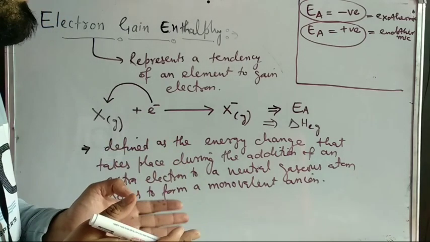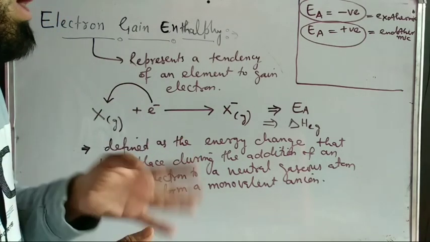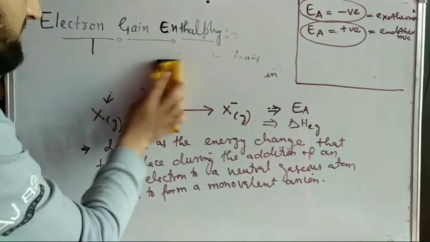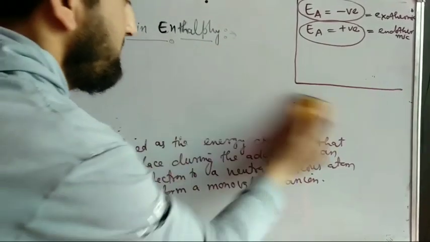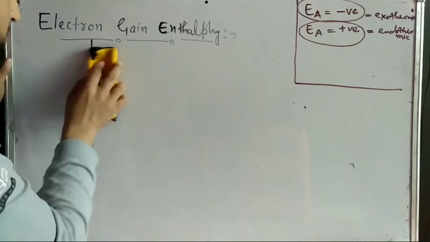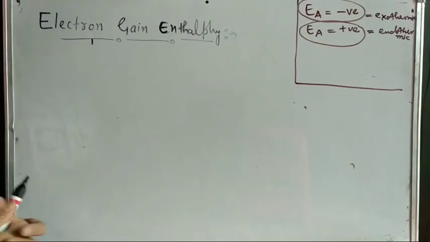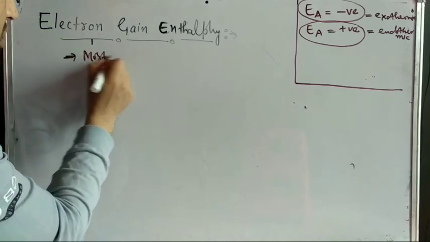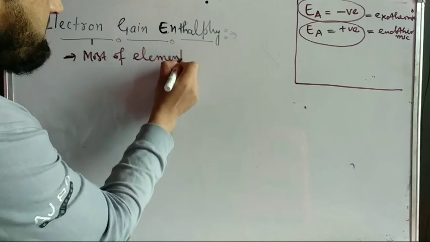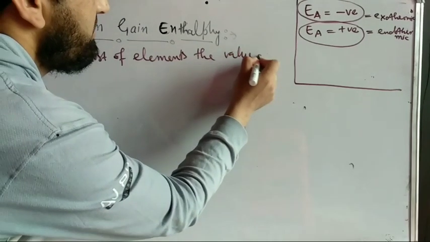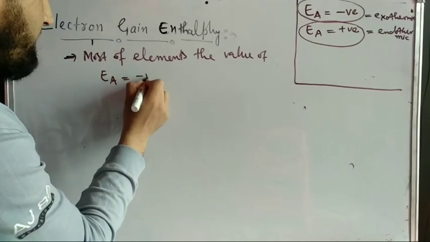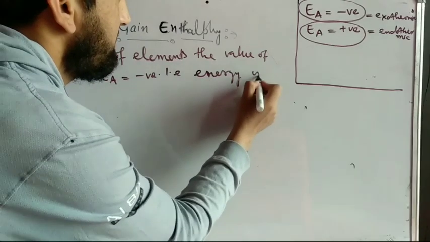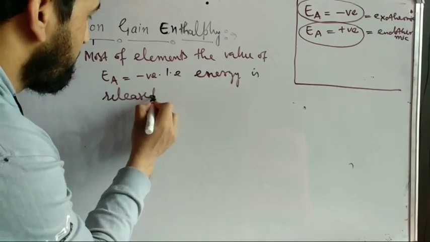Now, whether the value of electron gain enthalpy is negative or positive depends upon the nature of the element. So let's explain it. It must be noted that for most of the elements, the value of electron gain enthalpy is negative. That is, for most of the elements, energy is released during the addition of an electron.